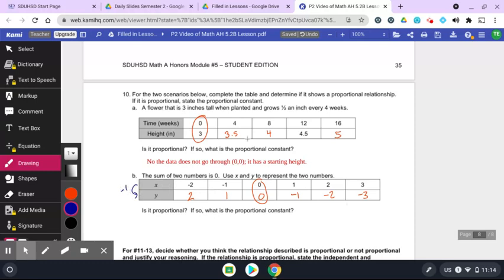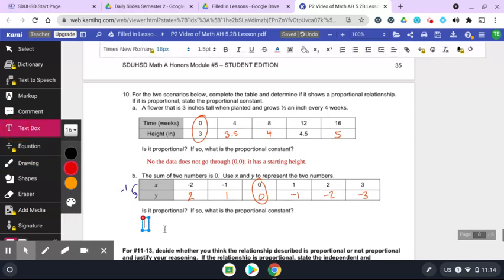So is it proportional? Yes. It is proportional. And the proportional constant is -1.